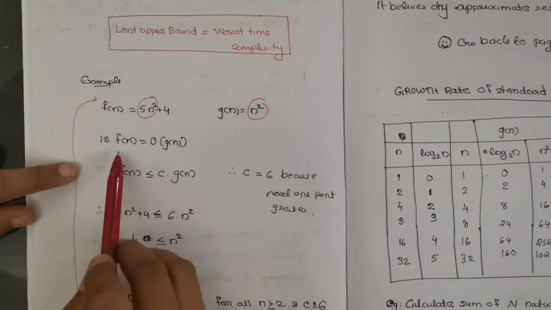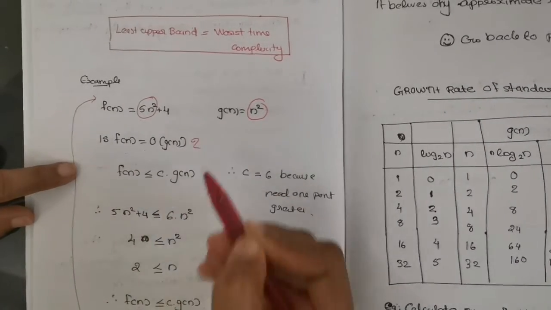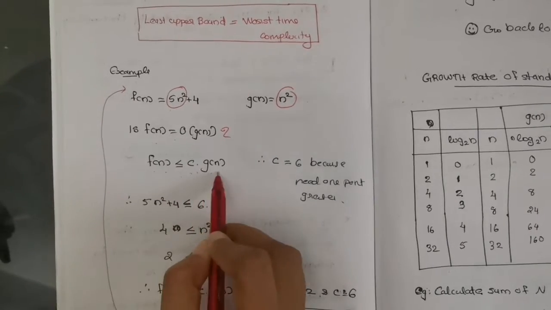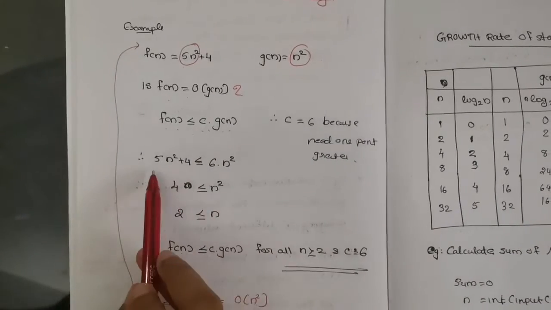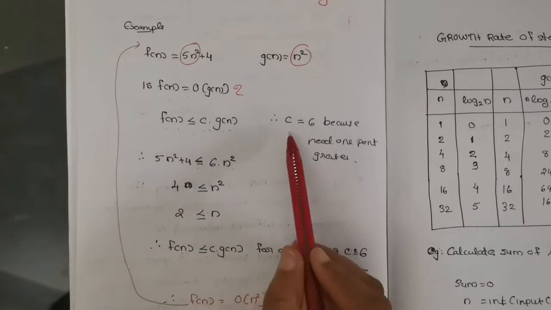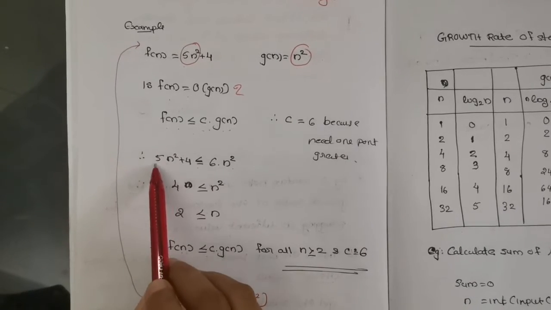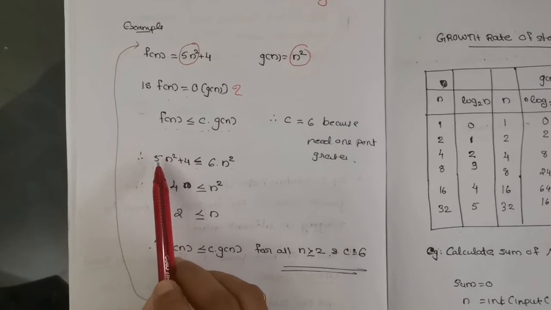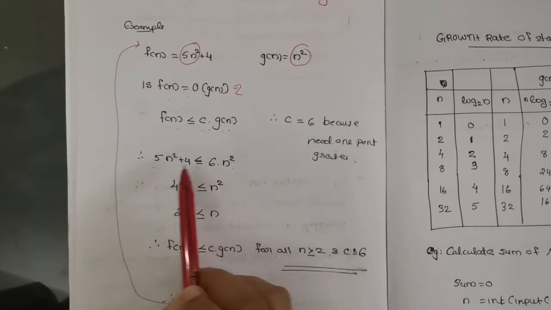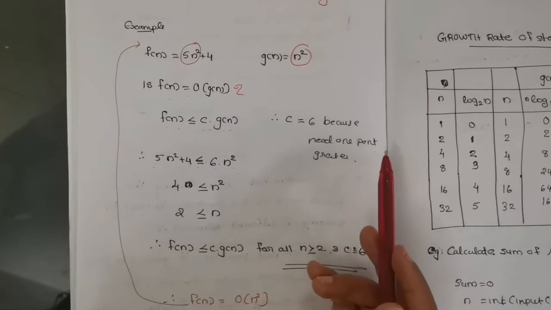Depending upon our notation, f of n equal to omega of g of n. This is our question. So f of n is always less than or equal to c into g of n. Here we find that 5n square plus 4 is less than or equal to c n square. So why do we give c equal to 6? Because the coefficient of n square is 5, so I just incremented 5 plus 1, 6. So definitely this will be the greater value compared to this part. That's why I give c equal to 6. It needs to be 1 point greater.